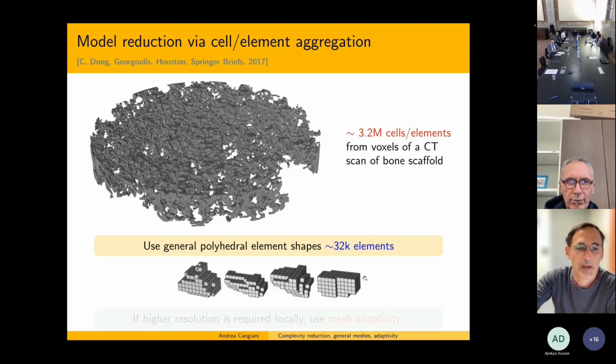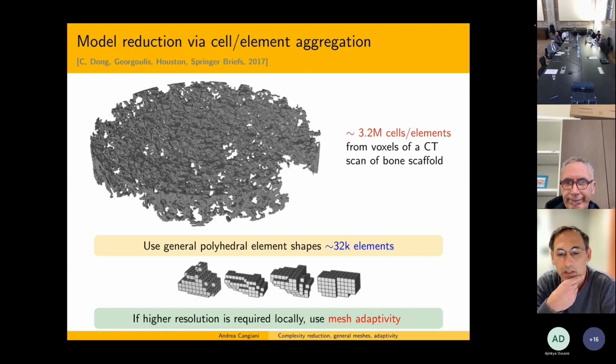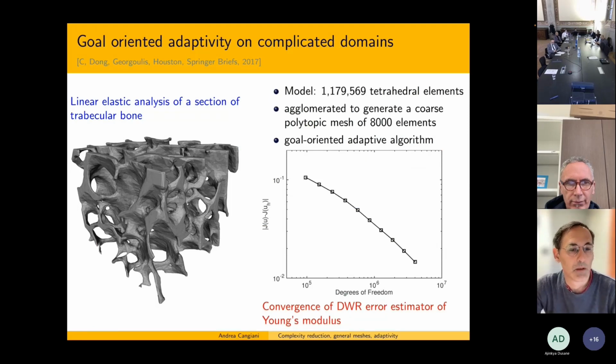So these are the elements given by the meshed model. So you retain the geometry, but you upscale in terms of number of elements needed, and you run your simulations. And if your accuracy is not good enough, then you can indeed do mesh adaptivity, so somehow refine back. And this is such an example here on a different geometry, but same model of trabecular bones. Again, you start with more than 1 million tetrahedral elements, you agglomerate them, and then you run a goal-oriented, in this case, adaptive algorithm, and you reach somehow a sufficient accuracy with still much less complex simulation.